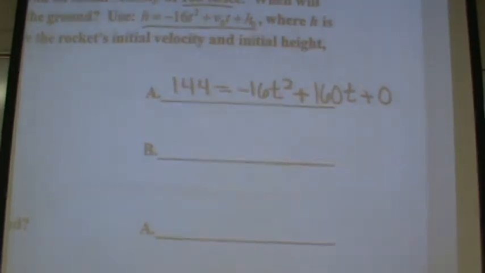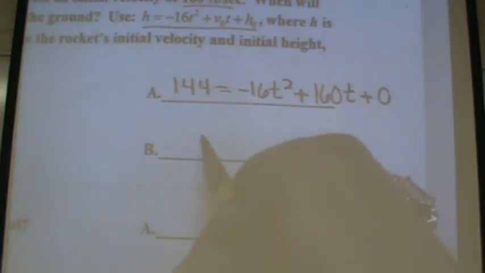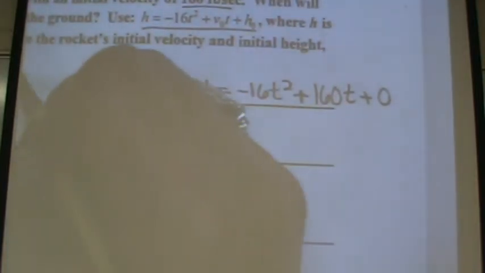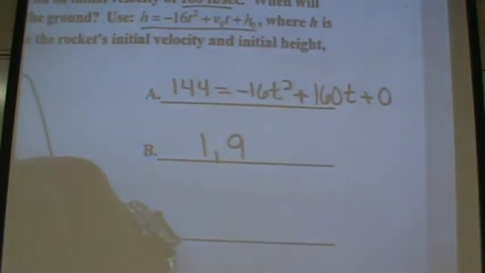Now how do you solve this? I would get this to one side, and you end up getting, I think, 1 and 9. Those are the two answers for that, right? So 1 second and 9 seconds, it reaches 144, because it's going up and it's coming down. So it's gonna reach it at 1 second, and then it goes up, and then at 9 seconds, it's gonna hit 144 feet again. The next question is, when is it gonna hit the ground? So now you wanna put a 0 here.